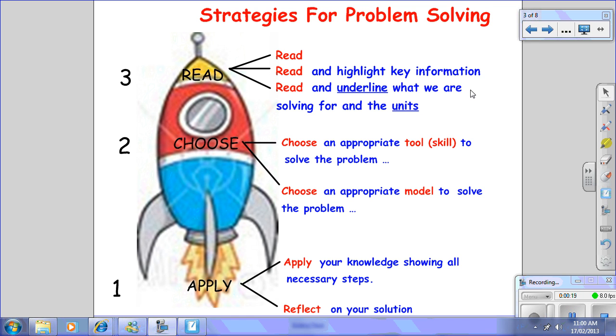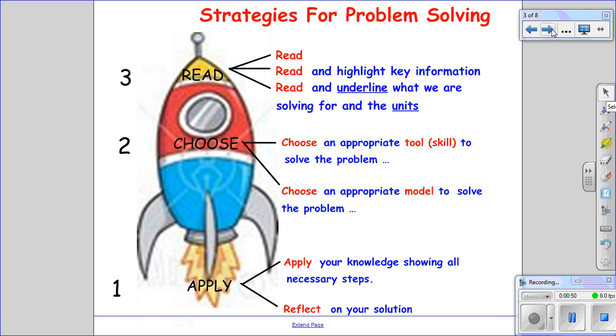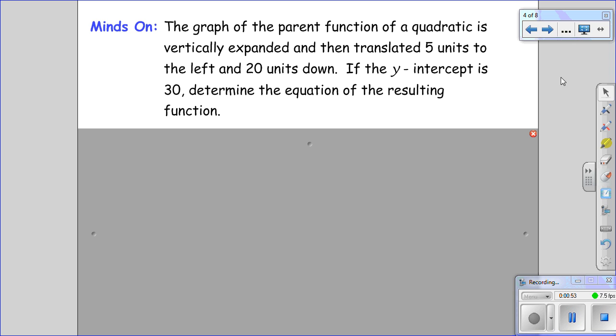The first step is always to read your question, then read it and highlight your key information, and then read and underline what you're looking for and the units that are involved. The next step is to choose an appropriate tool, skill, model, or strategy to solve your problem. Once you've done all that, you've got a good idea of what you're looking for and what you need to do, and applying what you know, including all of your steps, becomes much easier. At the very end, you're going to reflect on your solution. Does it make sense for the situation I have?